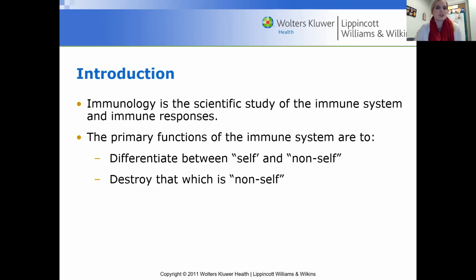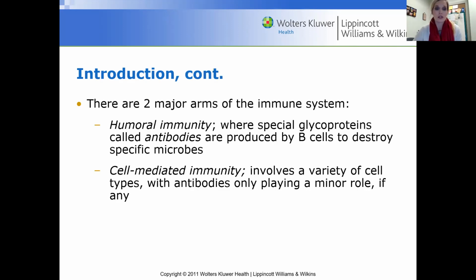Okay, so immunology. As we are familiar with already from anatomy, our immune system is our body's defense system. So immunology is the scientific study of that specific system, the immune system. The primary functions of the immune system are to do this. One, to differentiate between self versus non-self. So again, what belongs in our body and what does not. And then on the other hand, the things that do not belong, our immune system is to destroy that. So the job of the immune system is to distinguish between the two of them and then destroy the things that don't belong. So that's essentially what our immune system does.